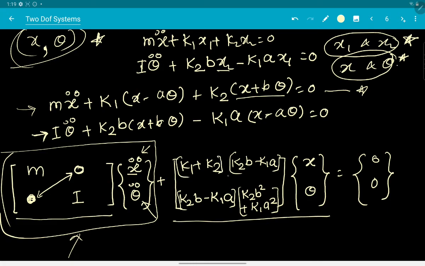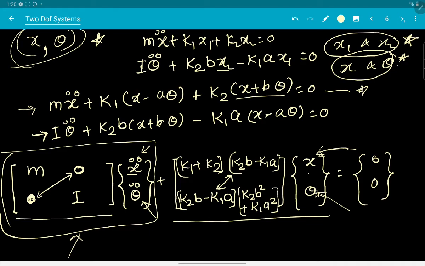So off diagonal terms, which are these two terms, okay, they are non-zero. Which essentially means that there exists coupling between x and theta, and there is no coupling between x double dot and theta double dot. So this is the typical case of static coupling, because these quantities which are the time derivatives are decoupled. However, these quantities which are the displacements, the primary variables, are coupled. Okay, and that coupling is through this k2b minus k1a.